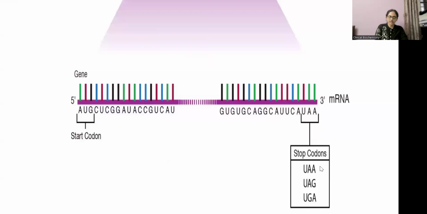After that, what do you have? CUC. After that, GGA. Then UAC. So that's how the codons are read. Okay, so how am I reading? That's how the codons are read. That's why I'm reading like this.